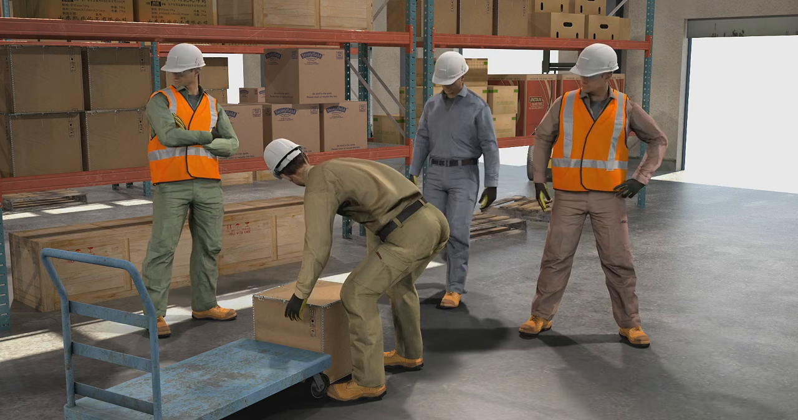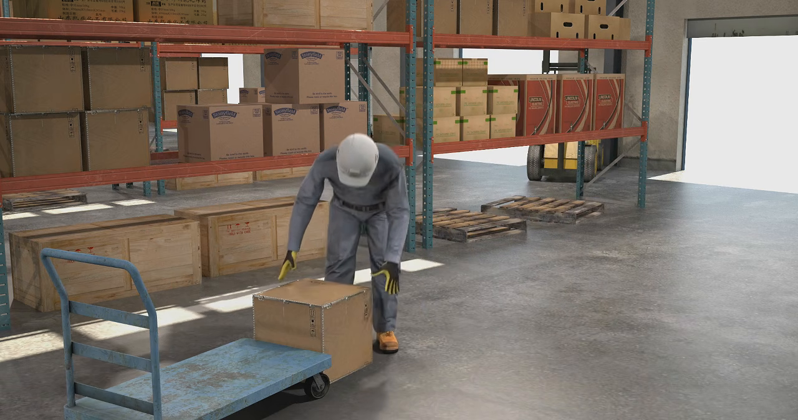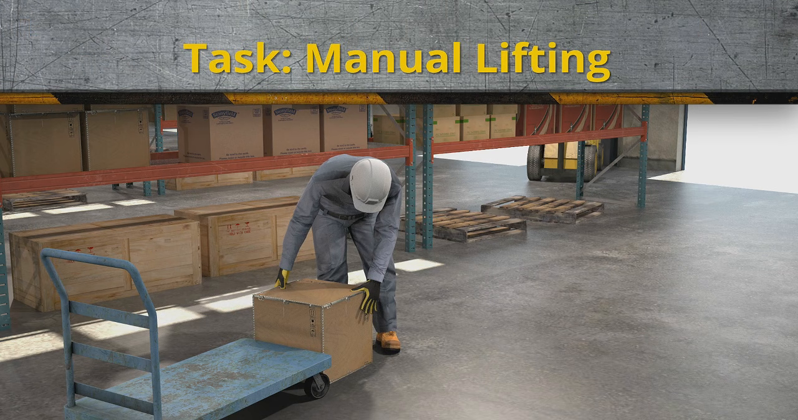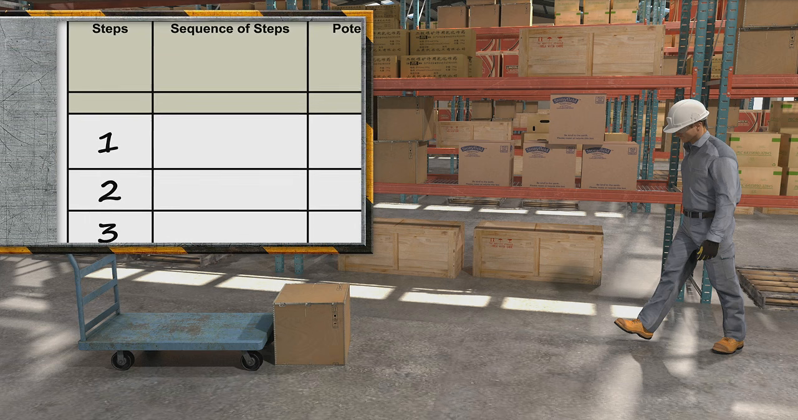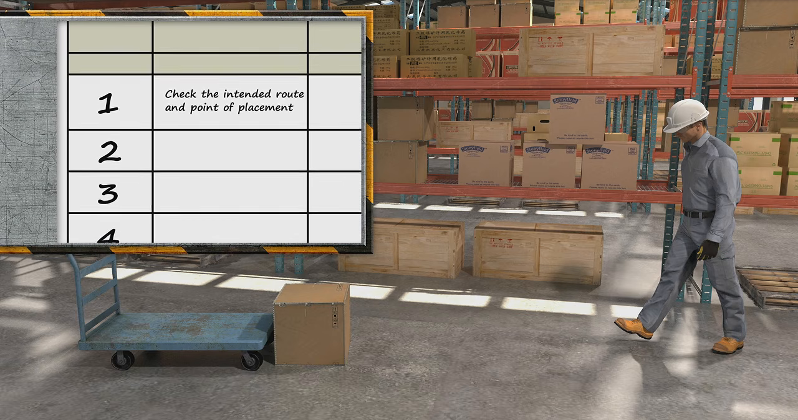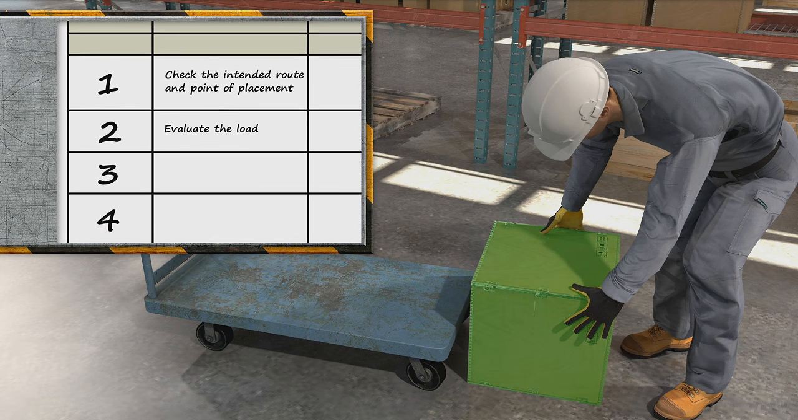Creating a JHA begins by observing the job. For our example, we'll begin by observing the task of lifting and moving a heavy box. First, break the job into small steps. A step is defined as a part of the operation necessary to advance the work.